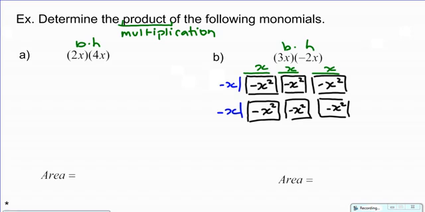Combine our like terms, add the shapes together that are the same. We have 6 of the same shape, and we have 6 negative x squared. So 3x times negative 2x gives us negative 6x squared. And again, you're going to check this one on your own, and we're going to double check it together tomorrow.